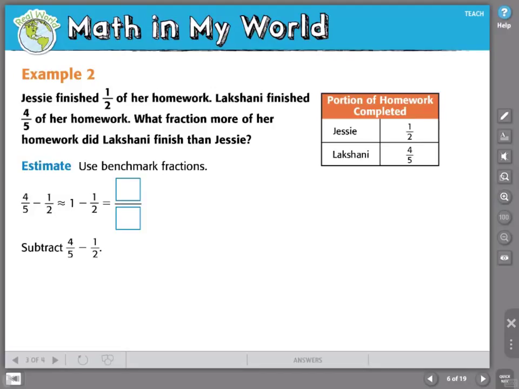First, I'm going to start by estimating. When I look at the fraction 4/5, and I think about what I know about fractions, I know that 4/5 is very close to 1 whole. When I think about what I know about subtracting 1/2 from 1 whole, I know that my answer should be somewhat close to 1/2. My estimate is 1/2. Now let's solve our problem.